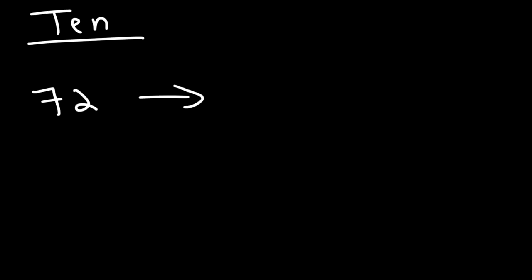In this video, we're going to focus on rounding. So let's go over some examples. Round to the nearest 10. So let's say we have the number 72. How can we round it to the tens digit?